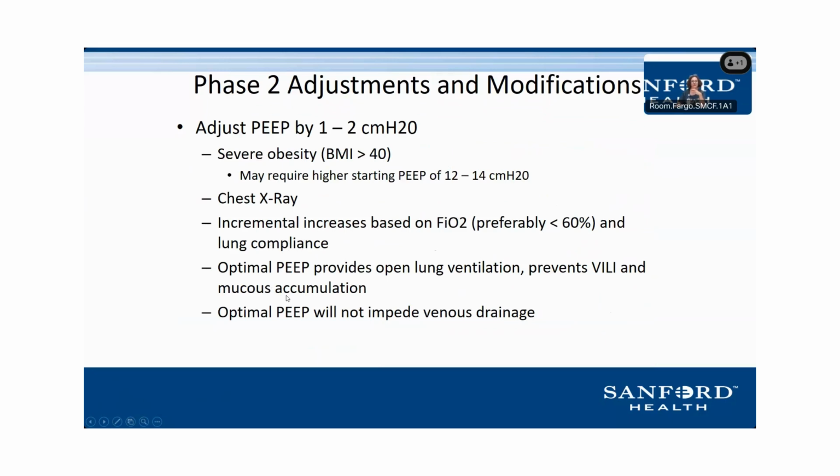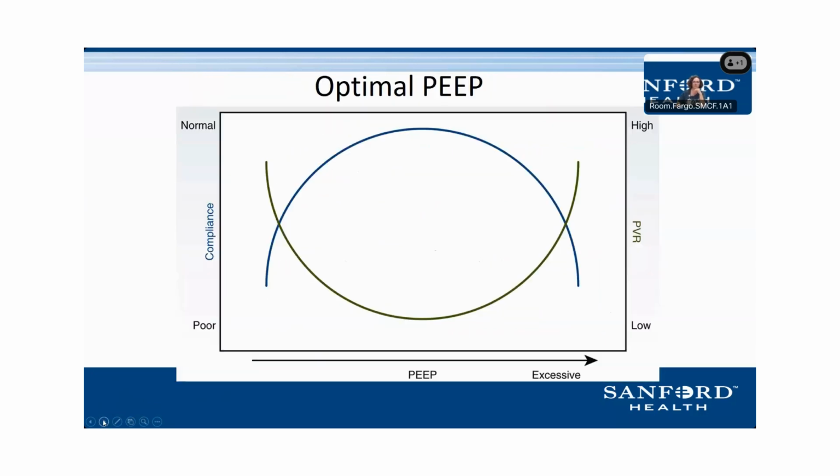Optimal PEEP, we do have to talk about. Let's say this is a patient that we're concerned about intracranial pressures, we're concerned about impeding venous drainage. We can't be completely afraid of PEEP and just go, well, we're going to use 0 because we don't want to impede venous drainage. Well, too low a PEEP is going to impede venous drainage, and too high a PEEP is going to impede venous drainage.